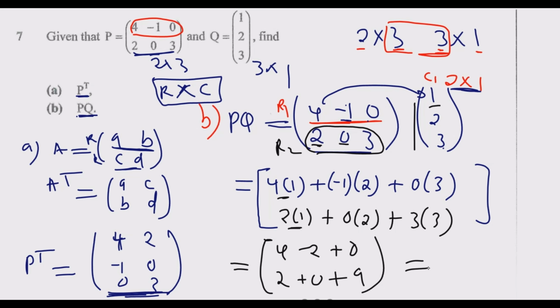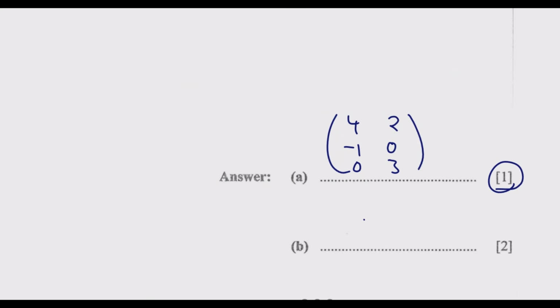Then when you simplify, what do we end up with? 4 minus 2 is 2, plus 0 is just 2. Then 2 plus 0 is 2, plus 9 is 11. So this is our answer: 2, 11. You notice this is a 2 by 1 matrix. Once you do that, you get these 2 marks, then you are good to go.